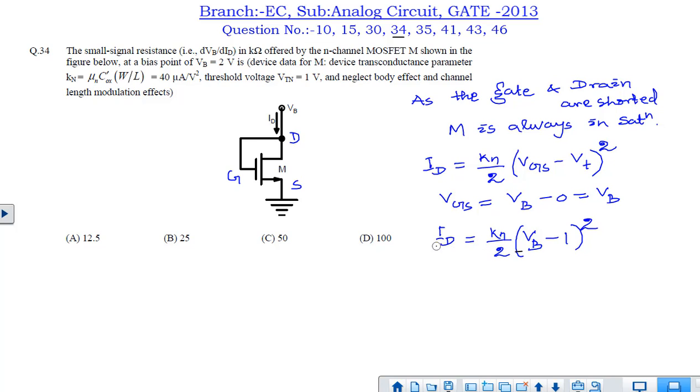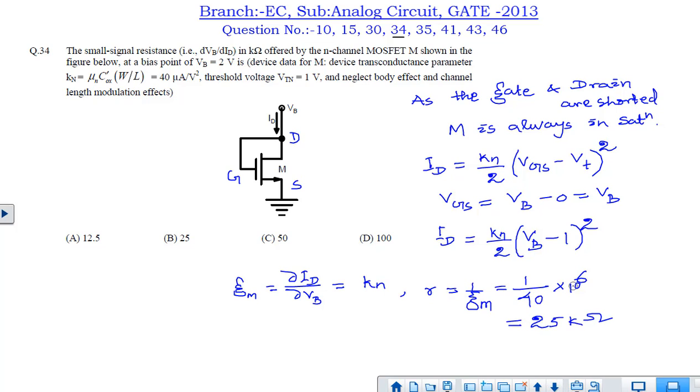If we differentiate this Id with respect to Vb, we can get the transconductance Gm of this transistor, that is Gm equals del Id by del Vb equals Kn. But in the question we have to find out the small signal resistance. The small signal resistance is nothing but the inverse of the transconductance, that is 1 by Gm. If we put the value, we can get the small signal resistance. That will be coming out as 25 kilo ohm. So B is the correct answer. Thank you.